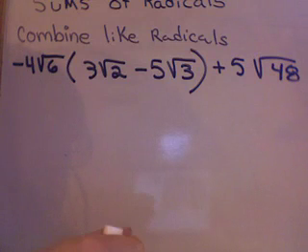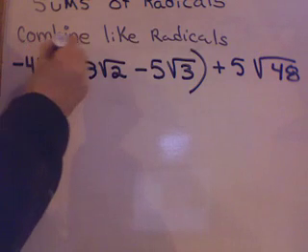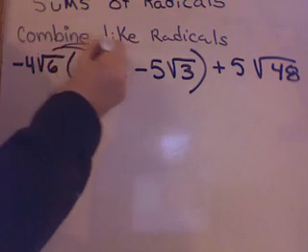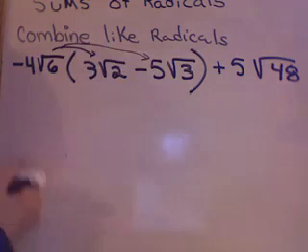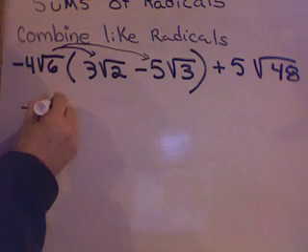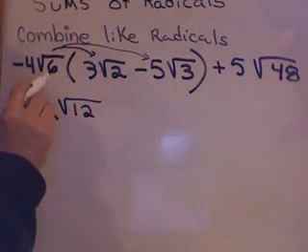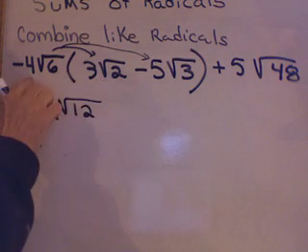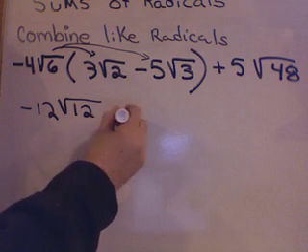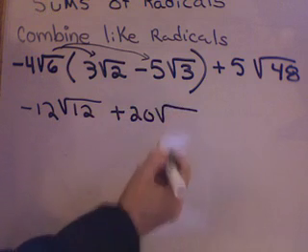Right, in this one we have to do distributive first and then combine like radicals. Watch what happens here. I've got to multiply like that. Minus 4 times 3, negative 12 root 12. You know how I got the 12 there? 6 times 2.